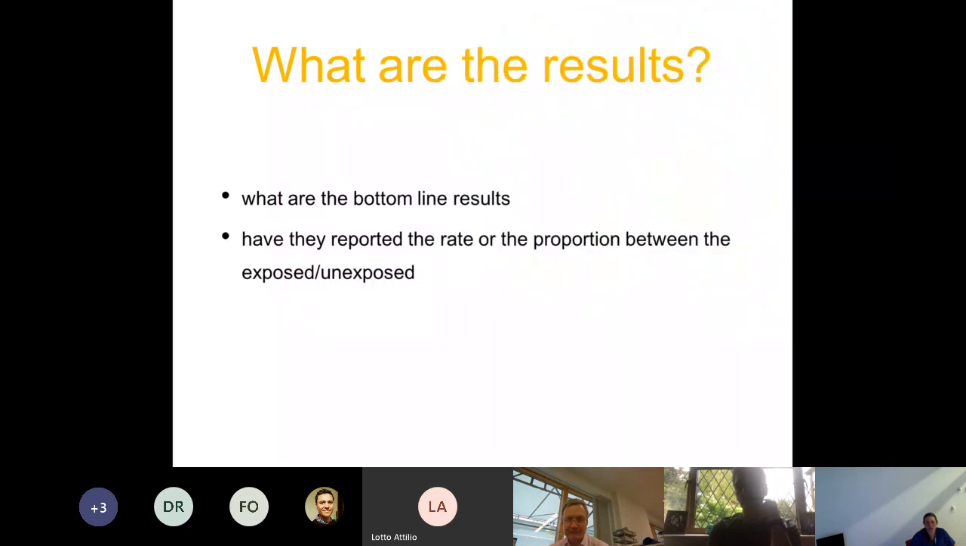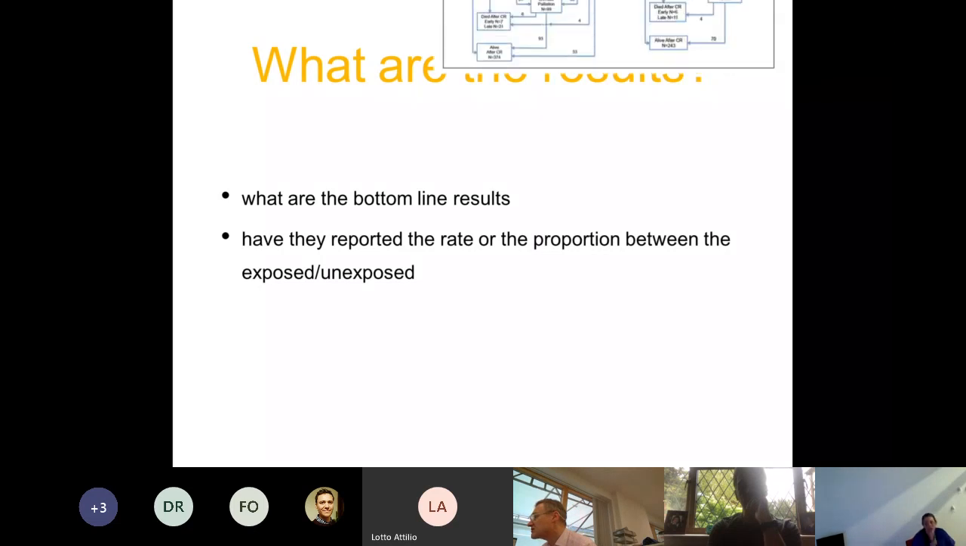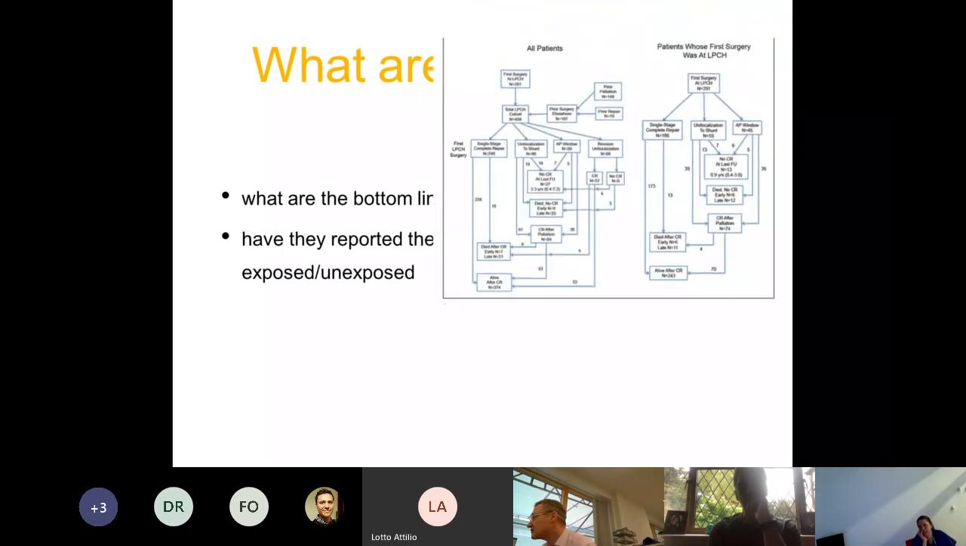So, just go back one. So, results. You want to look at the bottom line results. You want it to be clear. Have they proven statistical significance? What have they looked at? And it's all coming back to the quality of the evidence. That's a little bit small, I do apologise.